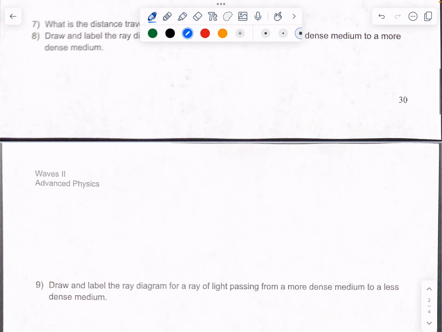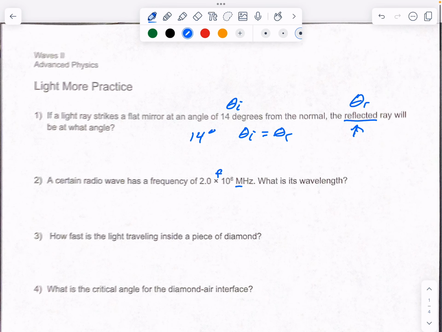So if you're thinking, well, it's already in 10 to the 6th, I don't need to do anything, wrong. Remember we said whenever we add that prefix, you have to add that to whatever number you had. So instead of 2 times 10 to the 6th, we're going to add another 6 to that exponent. So your frequency is actually 2.0 times 10 to the 12th hertz. Just be careful with those prefixes.